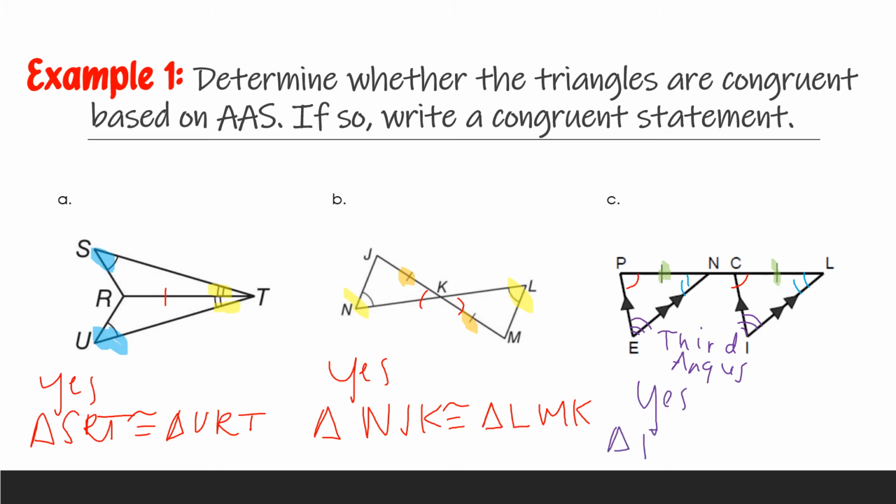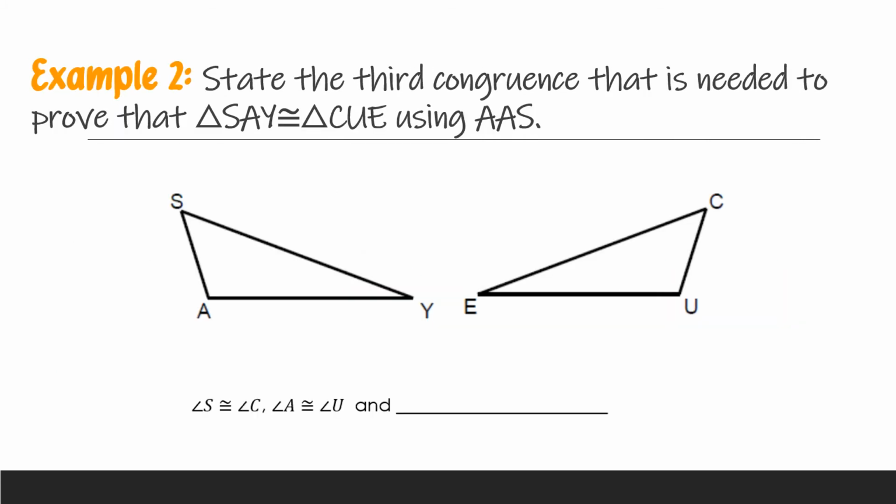So triangle PEN is congruent to triangle CIL. And sometimes there is more than one way to prove that two triangles are congruent. It just depends on the information that's given to you.